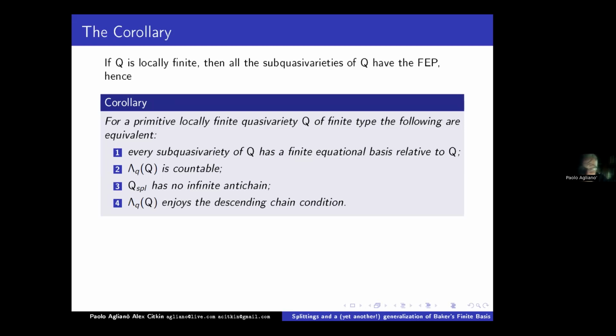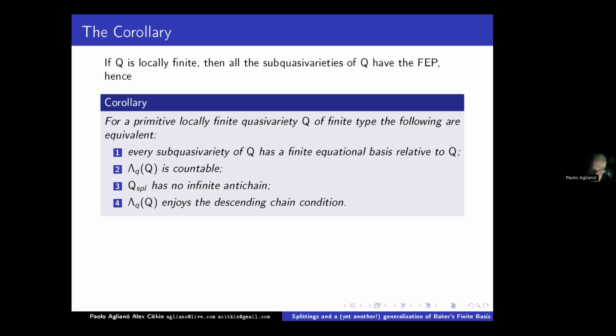For a primitive locally finite quasi-variety Q of finite type, the following are equivalent. Every sub-quasi-variety of Q has a finite equational basis relative to Q. The lattice of sub-quasi-varieties of Q is countable. The splitting algebras have no infinite anti-chain in the natural ordering we have defined. And this lattice enjoys the descending chain condition.